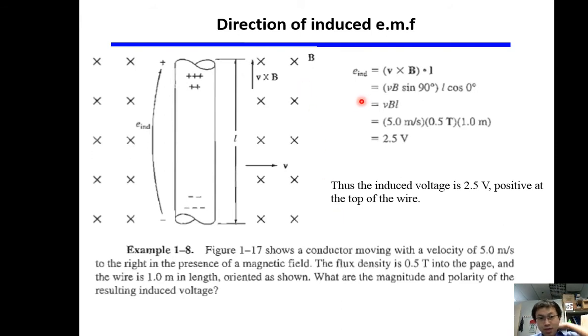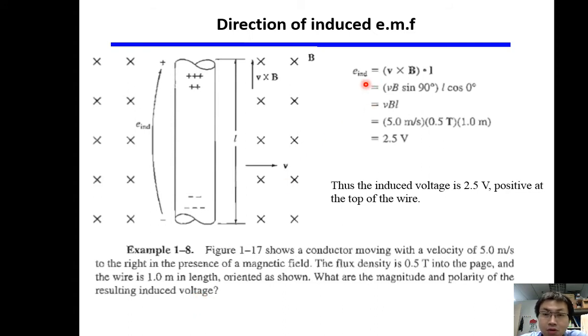For example, figure 1.7 shows a conductor moving with a velocity of 5 meters per second to the right in the presence of a magnetic field. So this is the magnetic field, and this conductor is moving to the right. The flux density B is 0.5 Tesla into the page. Into the page, we will see the cross, the tail of the arrow, and the wire is 1 meter long. What are the magnitude and the polarity of the resulting induced voltage?